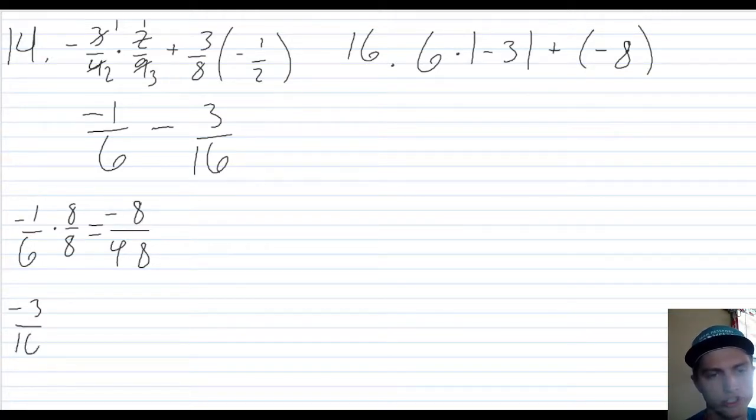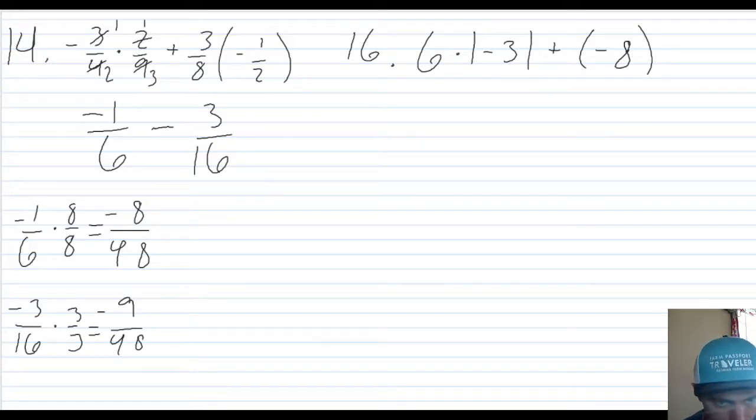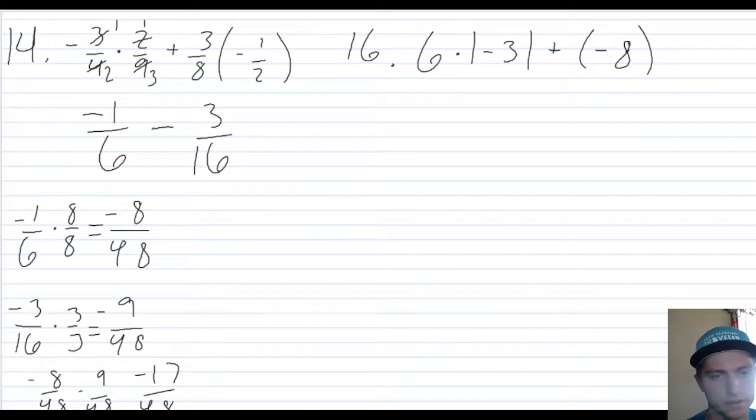Negative 3 over 16. Multiply by 3 over 3 to get 48. Negative 3 times 3 is negative 9. So now we have negative 8 over 48 minus negative 9 over 48, which gives us negative 17 over 48. Let me double check that. Yep.